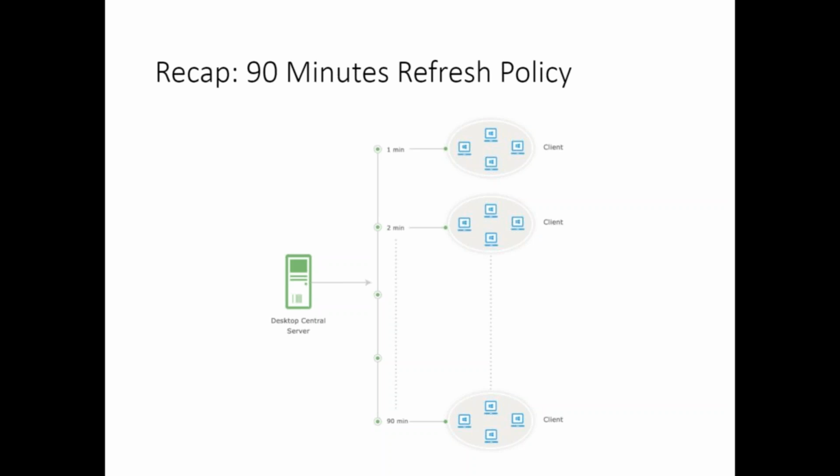So we have intelligence where the refresh policy is configured in such a way that the agents will communicate at different time intervals within 90 minutes, take the job, and execute on the client machines. This is how the 90 minutes refresh cycle is set up.